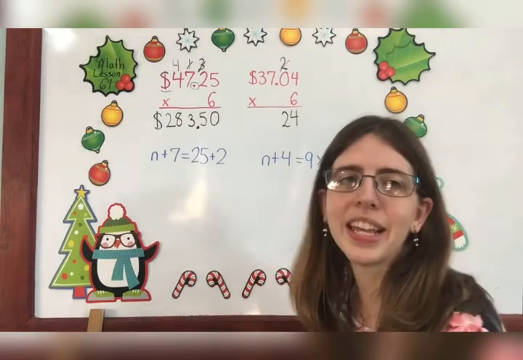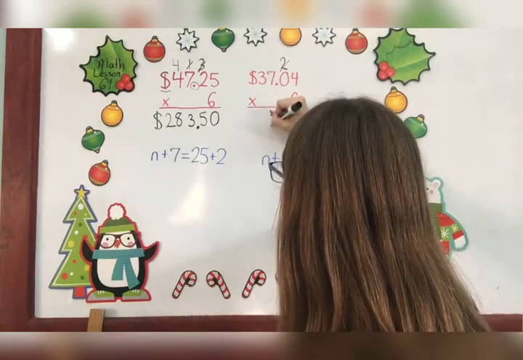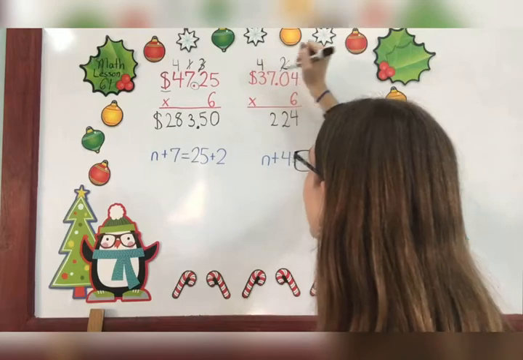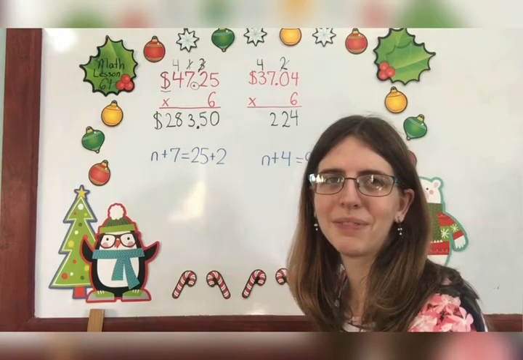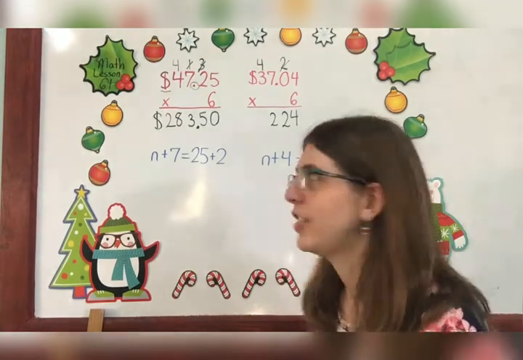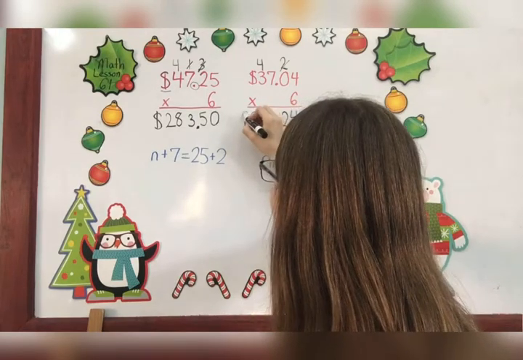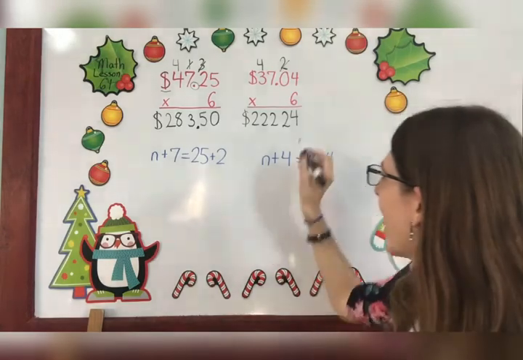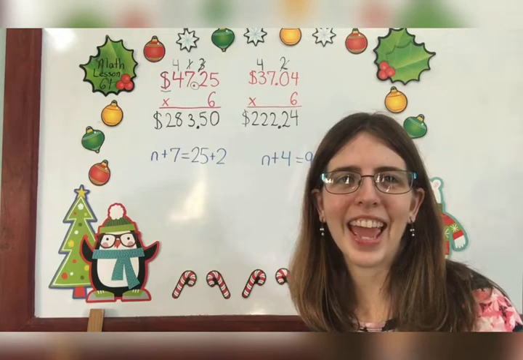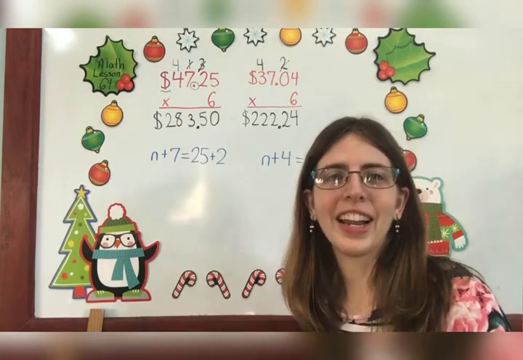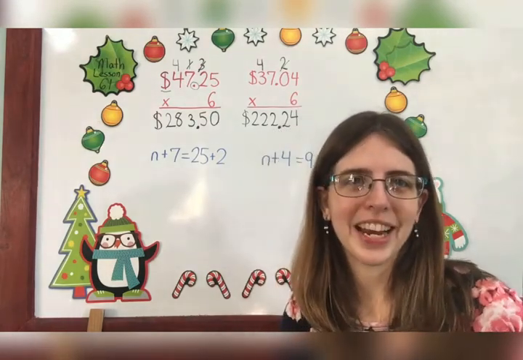6 times 7 is 42. Very good. Put down my 2, carry my 4. 6 times 3 is 18 plus 4, 22. All right, my dollar sign goes at the very end. I count 1, 2 to put my decimal point. $222.24. All right, so you have to do letters B, C, and D all by yourself. Let me know if you need any help with those.